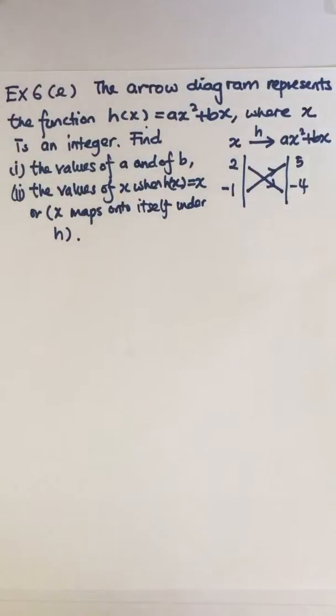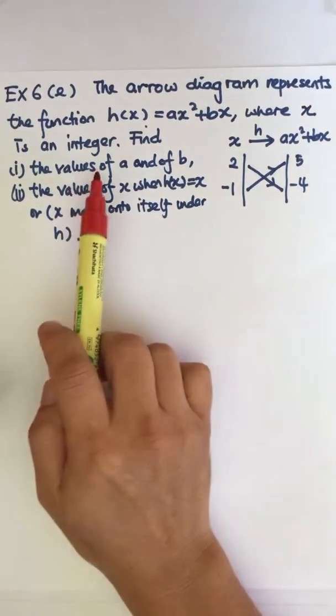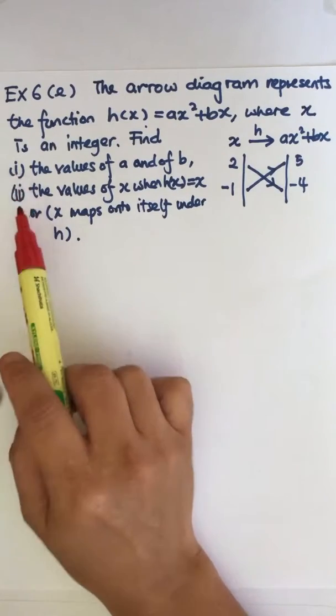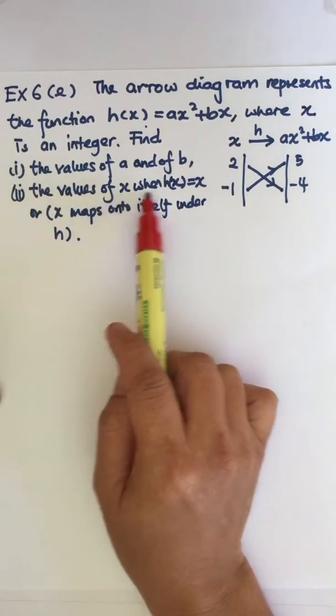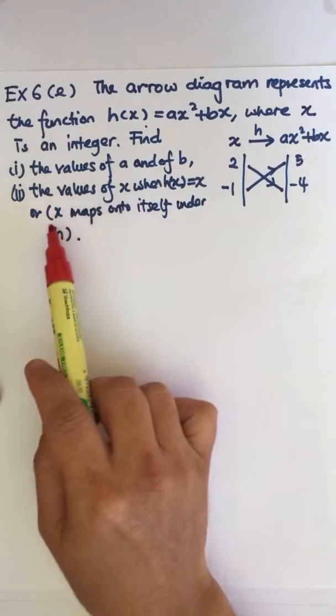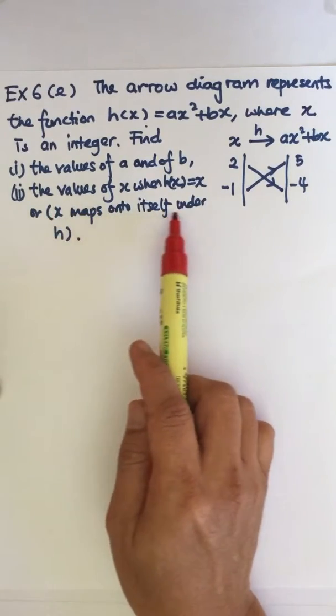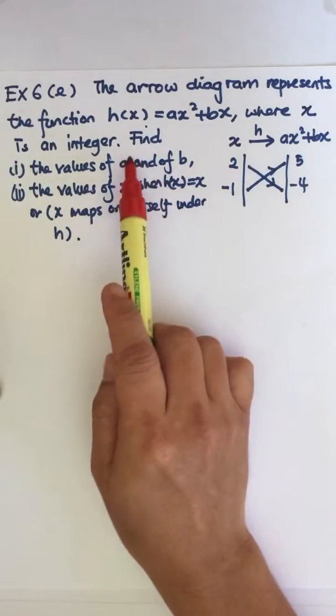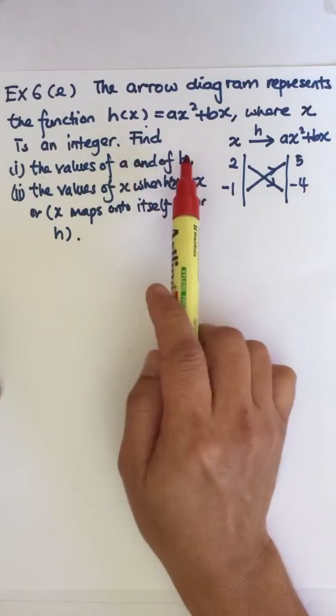Going to solve example E. The arrow diagram represents the function h(x) = ax² + bx, where x is an integer. Find the values of a and b for question 1. And number 2 is the value of x when h(x) = x, or x maps onto itself under h. To solve number 2, we need to find out the values of a and b first.